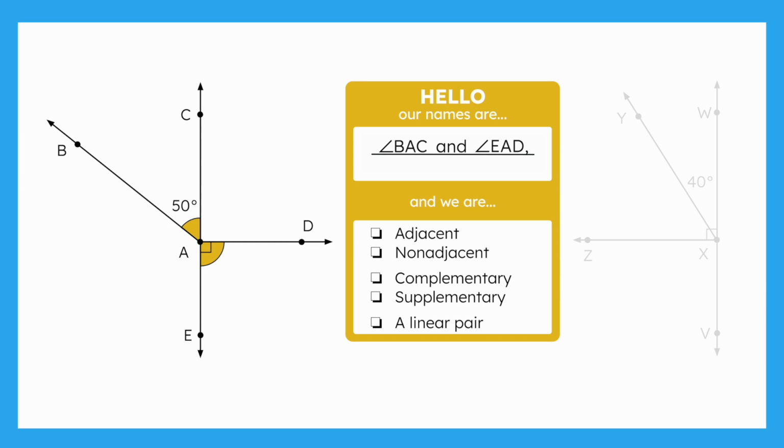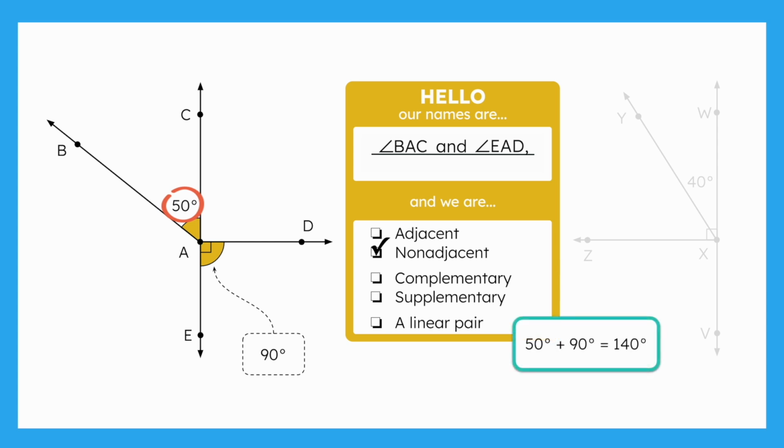What about angle BAC and angle EAD? These angles share a vertex, but not a side, making them non-adjacent. Angle BAC measures 50 degrees, and this box in the vertex tells me that angle EAD is a right angle, which means it measures 90 degrees. What's the sum of these two angle measures? 50 plus 90 makes 140. Since they don't add up to 90, they're not complementary, and since they don't add up to 180, they're not supplementary either.